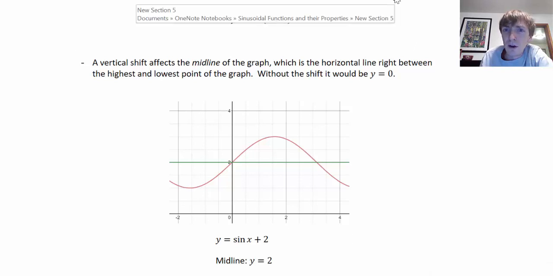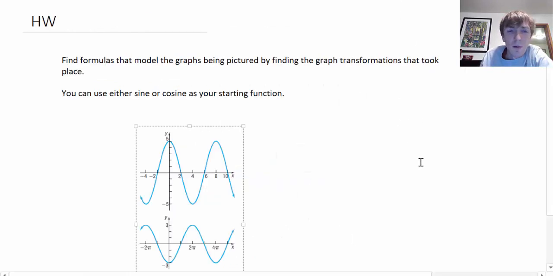Okay, so here's the homework. I'm giving you the graphs, I'm giving you what the sinusoidal function looks like. I want you to find the formula for that function. And think about it as what series of graph transformations I have done to either sine or cosine.